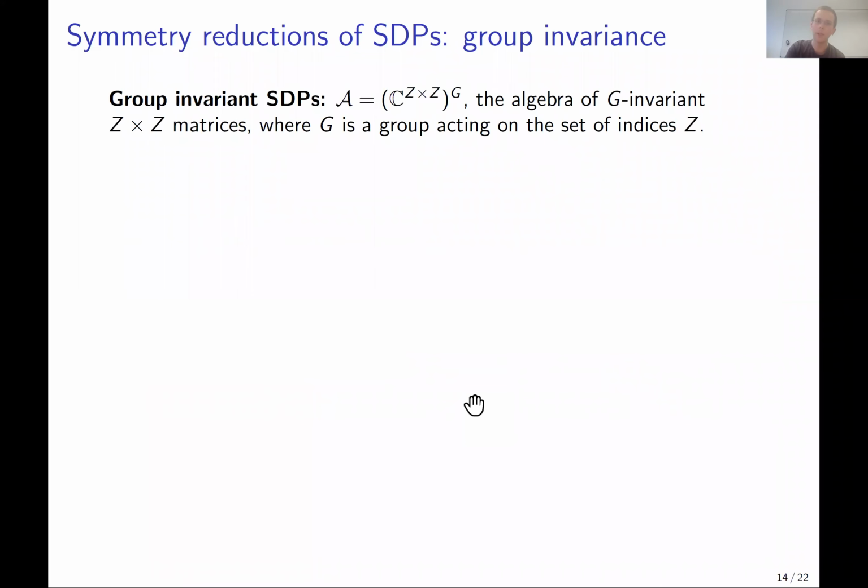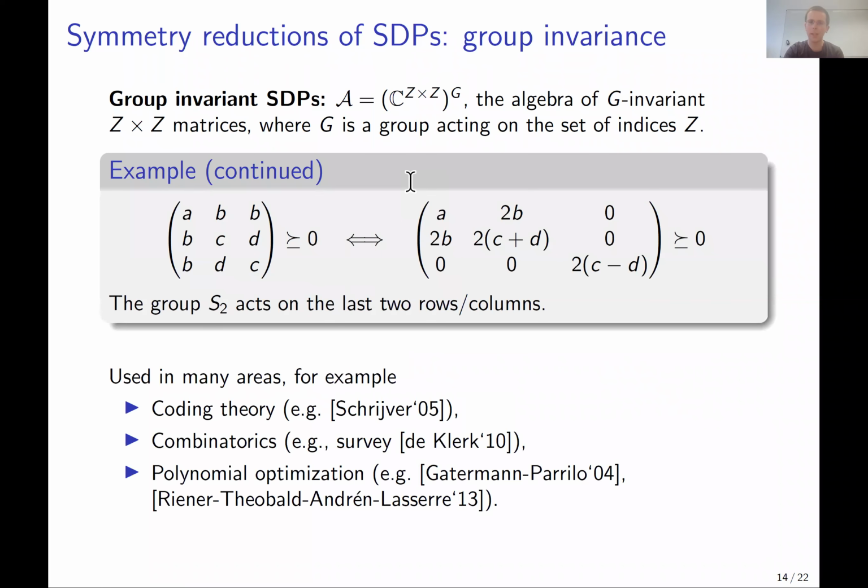So the setting that we will be interested in is where the algebra of matrices is group invariant, which means that there's a group, for us a finite group, acting on the rows and columns, or the indices of the rows and columns of the matrix algebra. And just to continue this example from the previous slide, here the group would be S2. And like I said, it would act by permutation on the last two rows and columns.